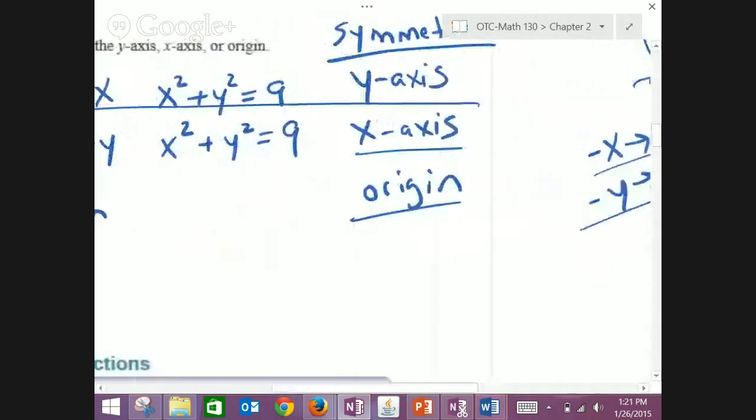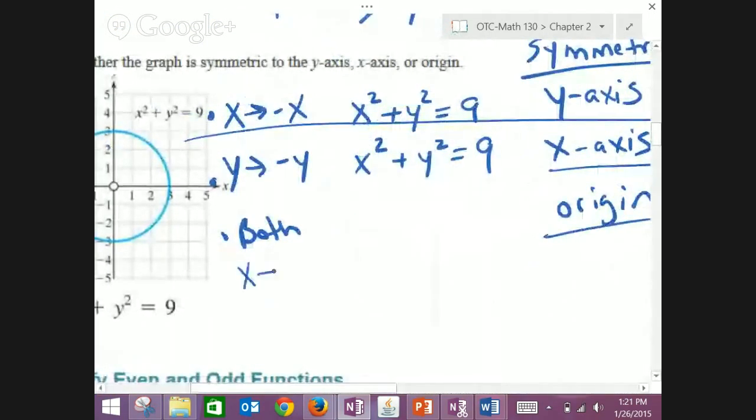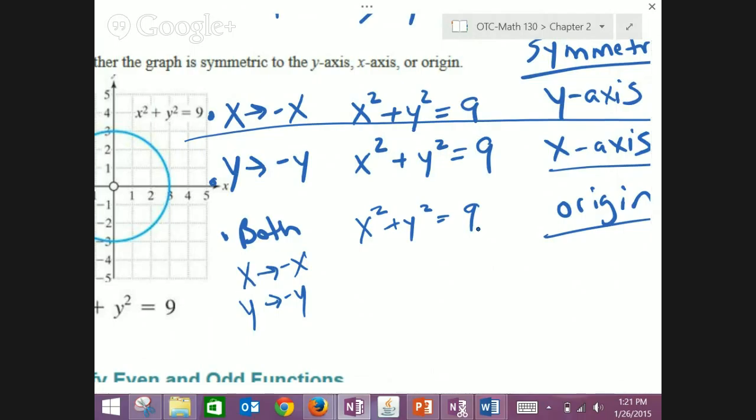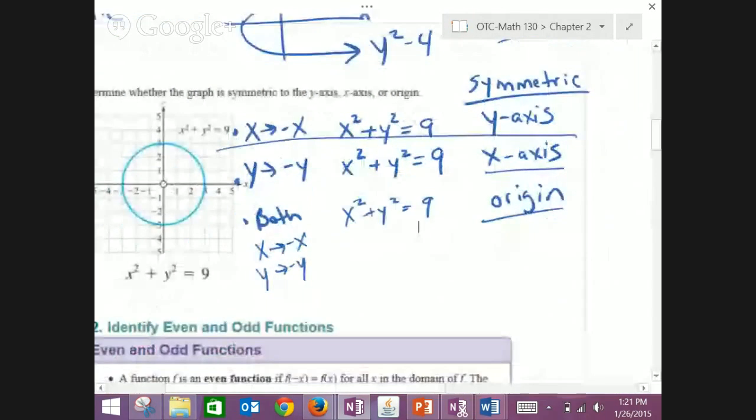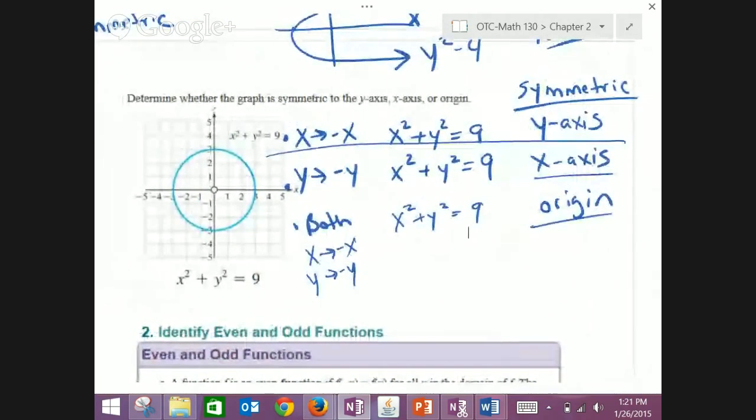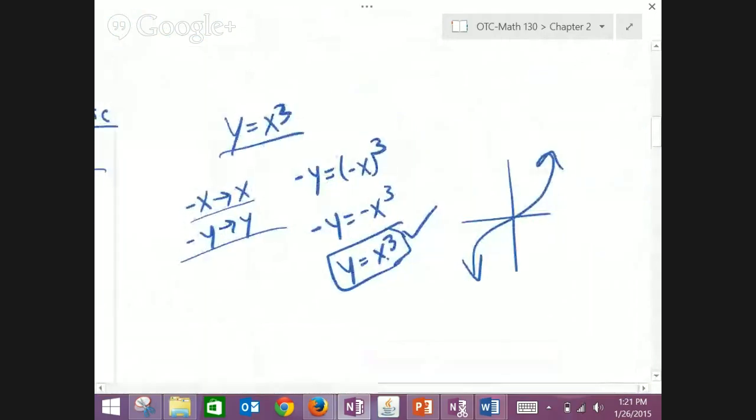Here, it's because when I do both, x goes to minus x and y goes to minus y, I end up with the same relationship, x squared plus y squared is 9. So this is symmetric with the x-axis, the y-axis, and the origin. So it's not always going to be the case. If it's symmetric with the origin, that doesn't mean it's symmetric with the x-axis or the y-axis. Like this case here, this is only symmetric with the origin.